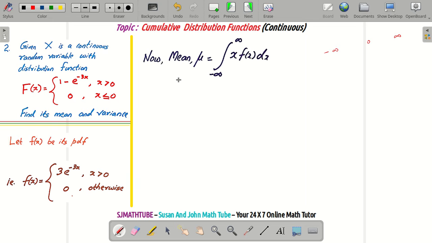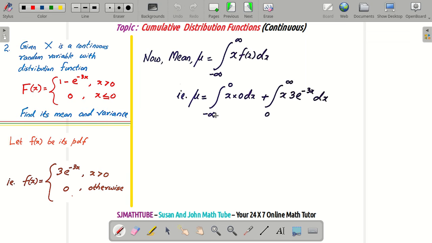Okay, so we have minus infinity to 0, and the function value is 0 over here, and that's why I put 0. You can connect them. And from 0 to infinity, using that capital F of x, go for small f of x.